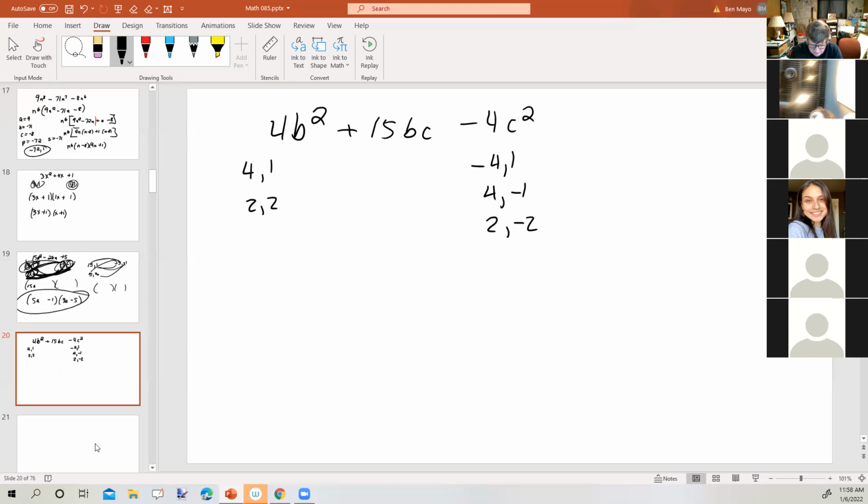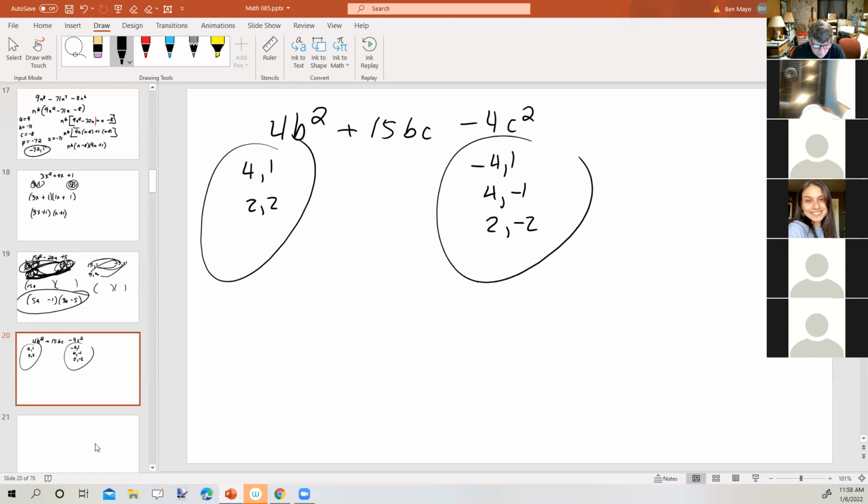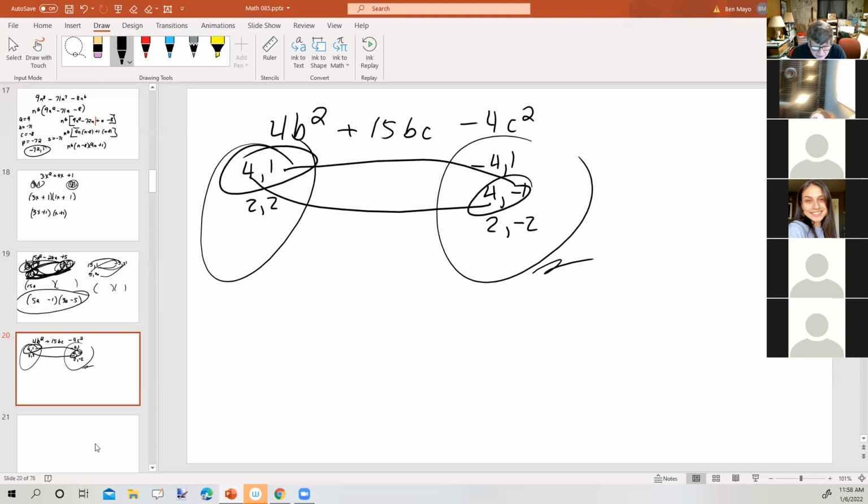Okay. Now I'm looking for 15. I want to take a number from this group times a number from that group, and then take the other number in that pair times the other number in this pair and get 15. We'll take a look at this. 4 times 4 is 16, and 1 times -1 is -1. 16 plus -1 is 15. Bingo.